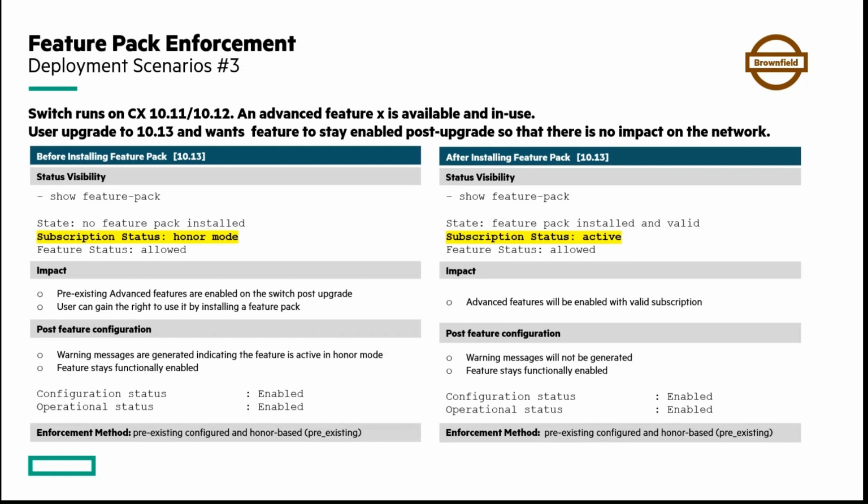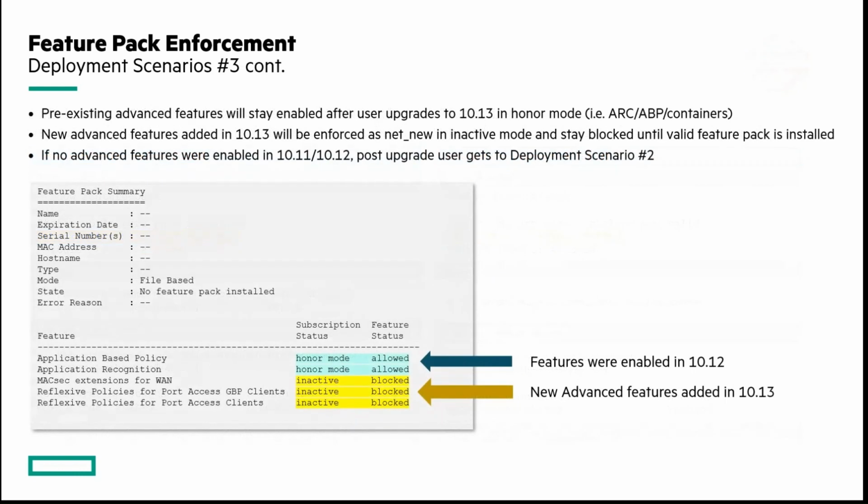Now in deployment scenario 2, what we just discussed is about the advanced features which were available in 10.11 or 10.12. In 10.13, a few additional advanced features are introduced, so how are these features going to behave after the update? One thing we are clear about is that pre-existing advanced features such as ARC, ABP or containers will stay enabled in honor mode after the user upgrades to 10.13. New advanced features added in 10.13 will be enforced as net new in inactive mode and stay blocked until a valid subscription is installed.